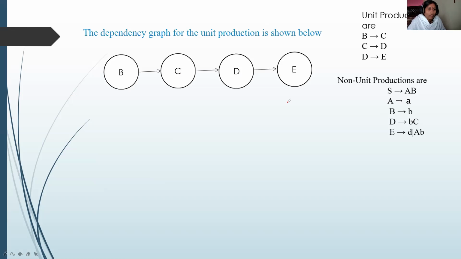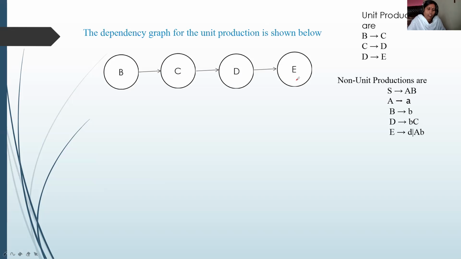That is B produces C. So we are going in the reverse order. What does it indicate here? B is producing C means all the non-unit productions of C can be the non-unit productions of B. So when we say C is producing D, all the non-unit productions of D are going to be the non-unit productions of C.